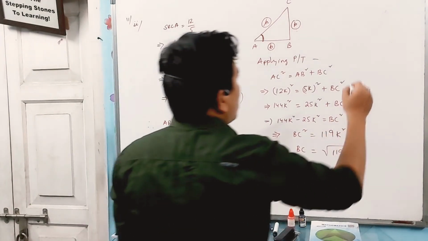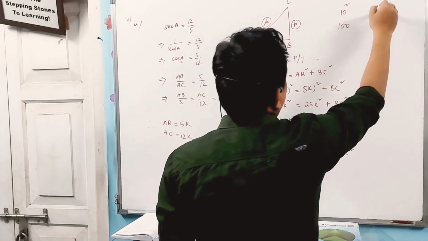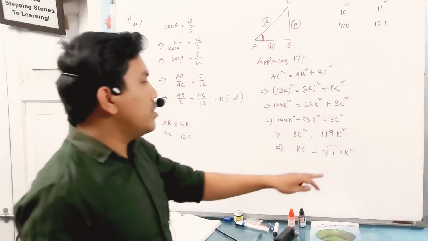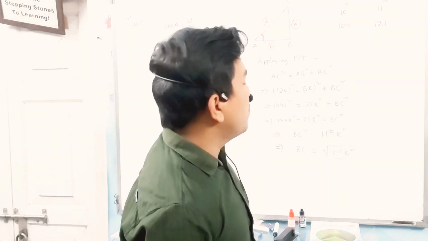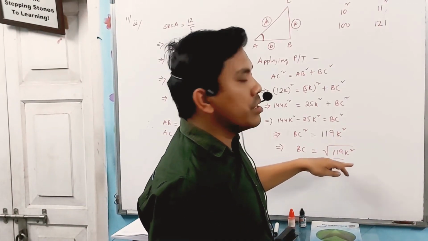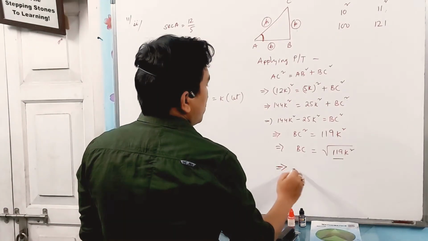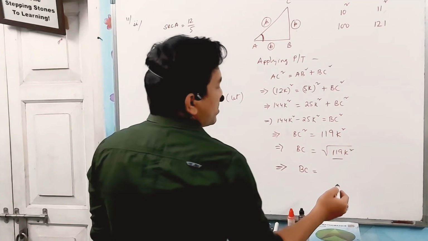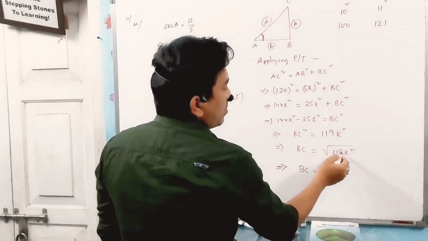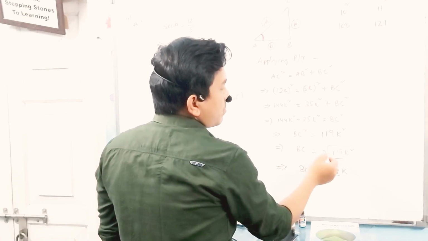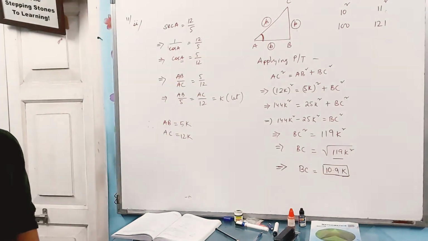For 119, can we say 100 is a perfect square? Yes. Is 121 a perfect square? Yes, because 100 can be written as 10 square and 121 can be written as 11 square. Does the number 119 lie between 100 and 121? Yes, it lies. Then obviously the square root of 119 will be a number lying between 10 and 11. You do it by the division method, and when you round it off up to one digit, you will get 10.9. Square root of 119 is 10.9, and square root of K square is K. So we got the value of BC as 10.9K.